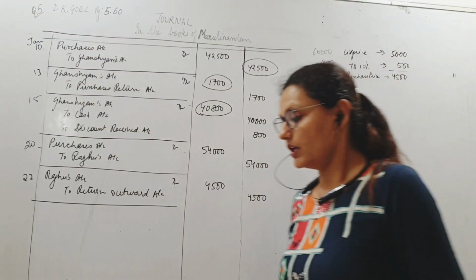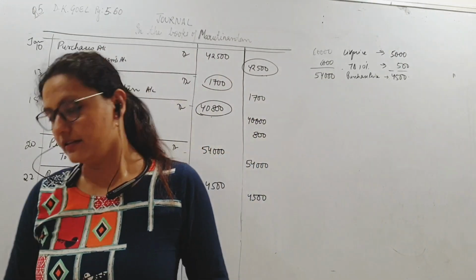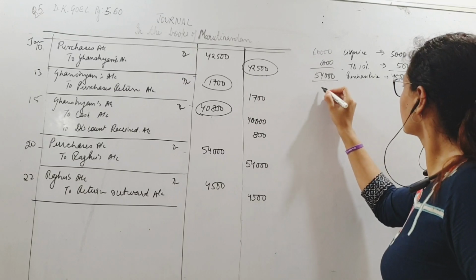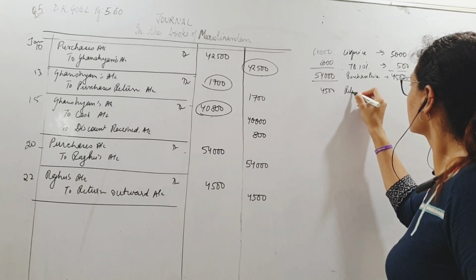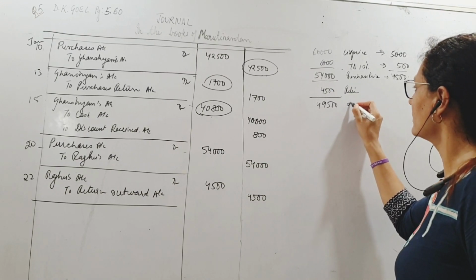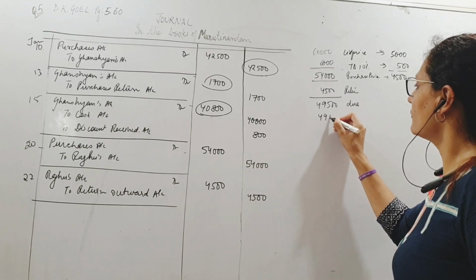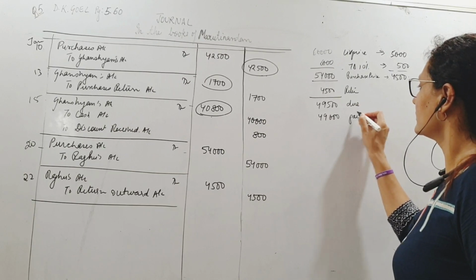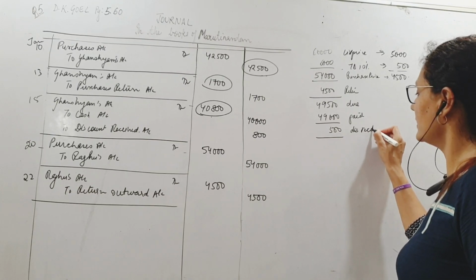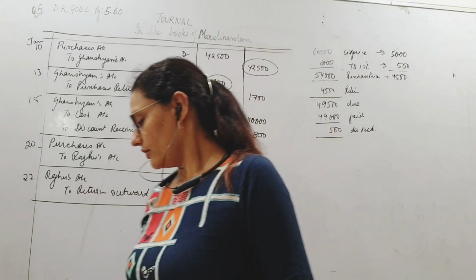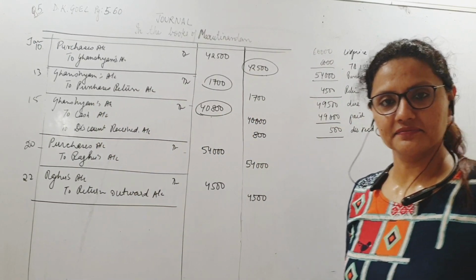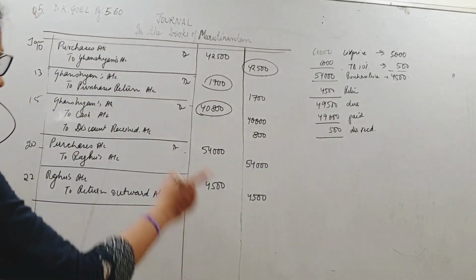So let us find out how much was actually due to him. 54,000 less returns, this much, 4,500. So 49,500 was due. Paid how much? 49,000. So 500 is again discount received. Okay. So 500 discount received. Done. Enter. Come on. Yes, who is receiving?